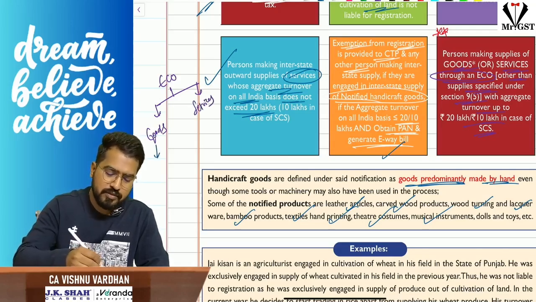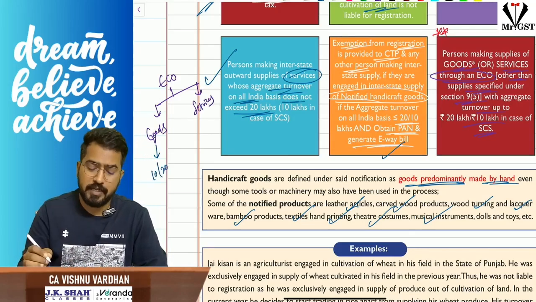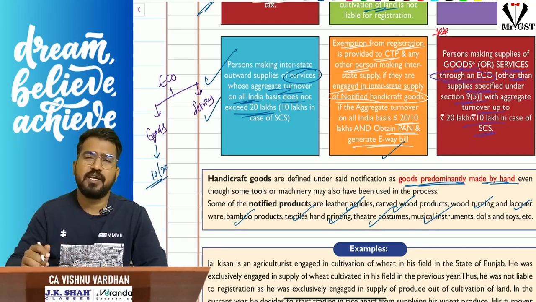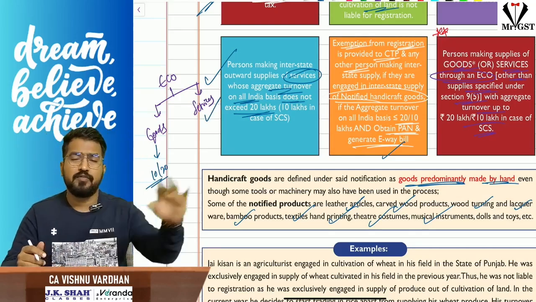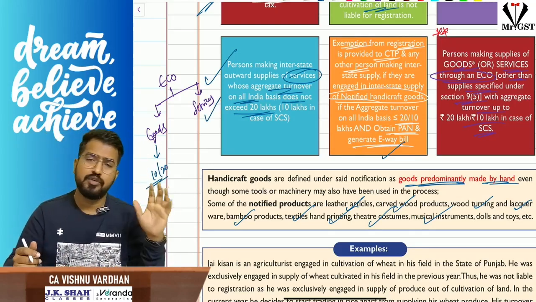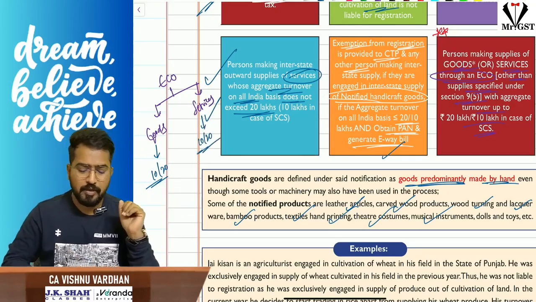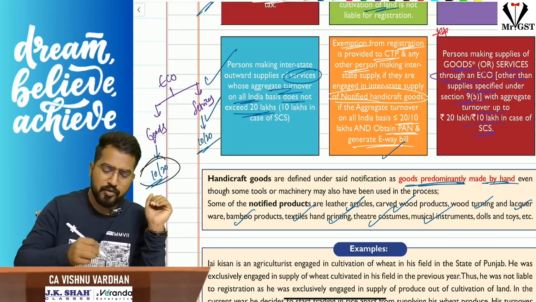If goods, now you can enjoy the relaxation of 10 or 20 lakhs by following a procedure. Earlier, services also were enjoying the relaxation. For a long time, those providing services through an e-commerce operator have been enjoying the threshold limit of 10 or 20 lakhs. There is no problem. But for goods, they have to follow the procedure.